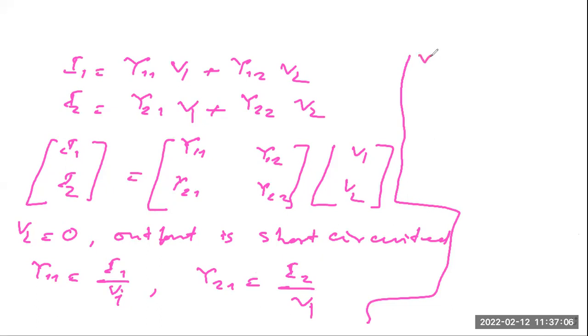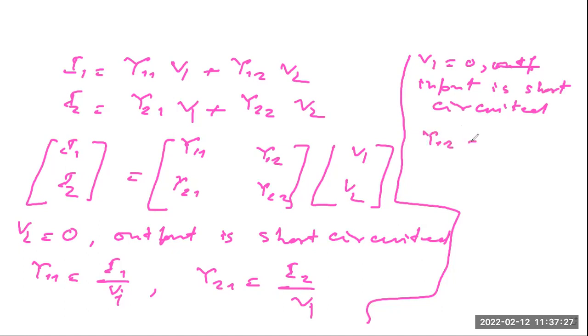Similarly, V1 equal to 0, that is, the input side is short circuited. So V1 equal to 0 means Y12 will be equal to I1 by V2, and Y22 will be equal to I2 by V2.